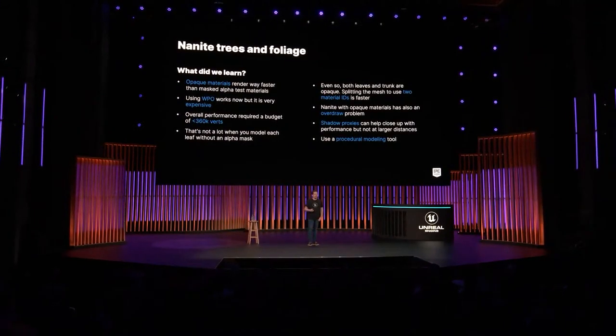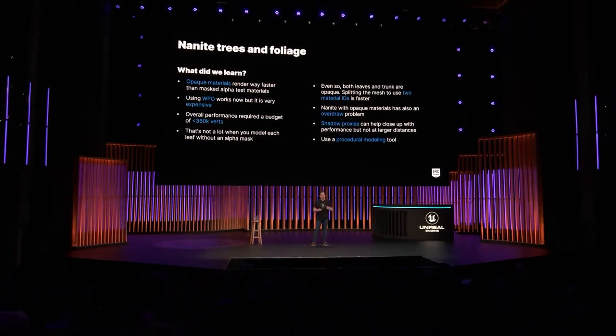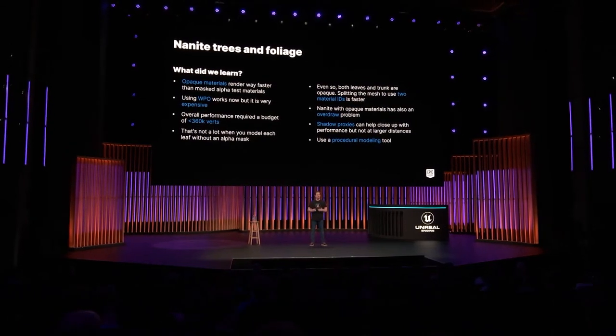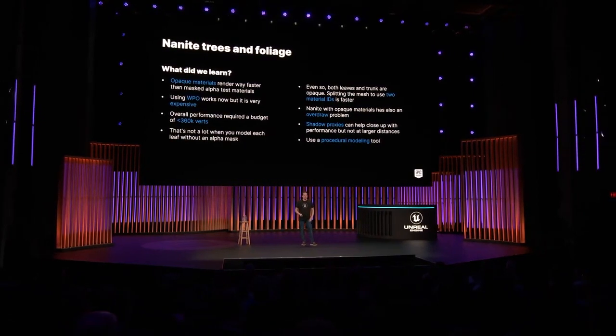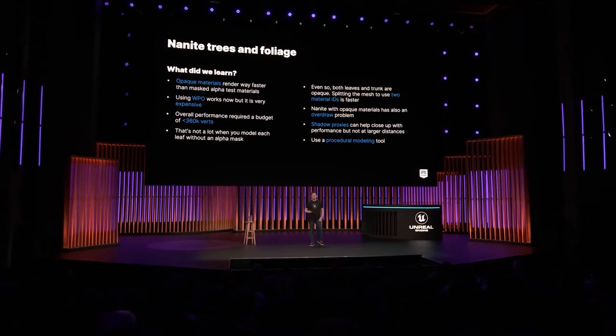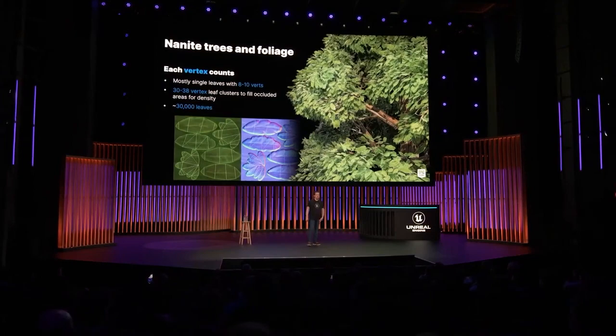Shadow proxies can help close up this performance, but in a distance, they don't do much because Nanite will target about the same triangle count for the proxy mesh as for the real rendered mesh. And finally, when you model trees this detailed, definitely use a procedural modeling tool that's made for that. Each vertex counts with these trees.